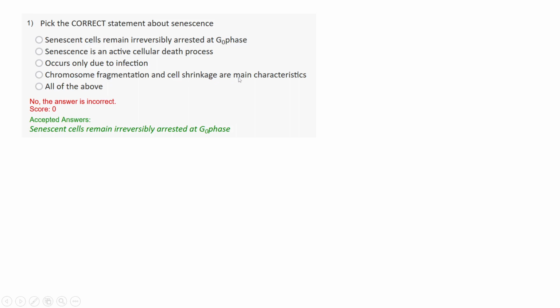Chromosome fragmentation and cell shrinkage are the main characteristics? Not ideally, because the cell will not undergo the death process. In apoptosis, chromosome fragmentation and cell shrinkage occur, not in senescence. In senescence the cell morphology remains intact, but replication and cell division are inhibited. The correct answer is option one, that senescent cells remain irreversibly arrested at the G0 phase.